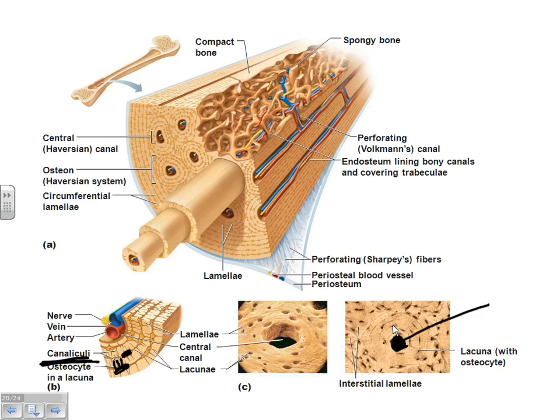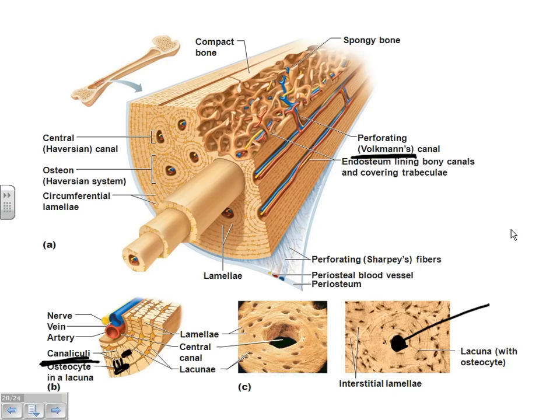Now, if those cells need to talk to each other, do you think that the blood vessels and nerves in this central canal may need to communicate with the blood vessels and nerves in this central canal? Right? So as you go a little ways along the central canal, there'll be what we call a perforating canal. It's a little connection point between two different central canals. That's actually called a Volkmann's canal, and it's named after some guy, just like Haversian canal, named after somebody.